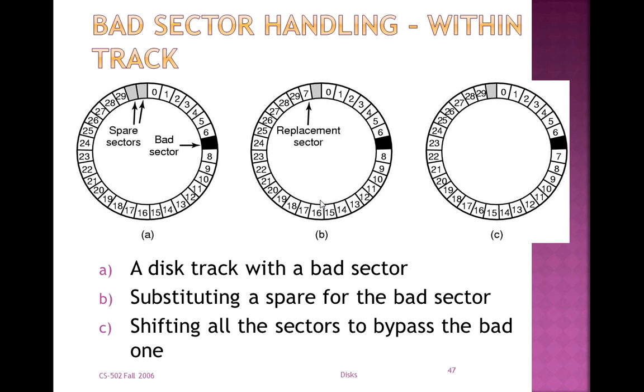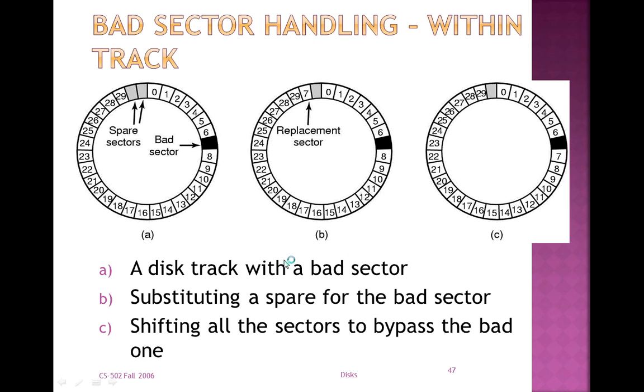This is your bad sector handling, how to handle it within the track. This is your spare sector, bad sector, replacement part that is replaced. Then 7, this is a 7. 7 is replaced by this part. This is a spare part, then 7 is replaced, 1 is missing. Then if there is another bad sector, that sector is replaced by the spare sector.